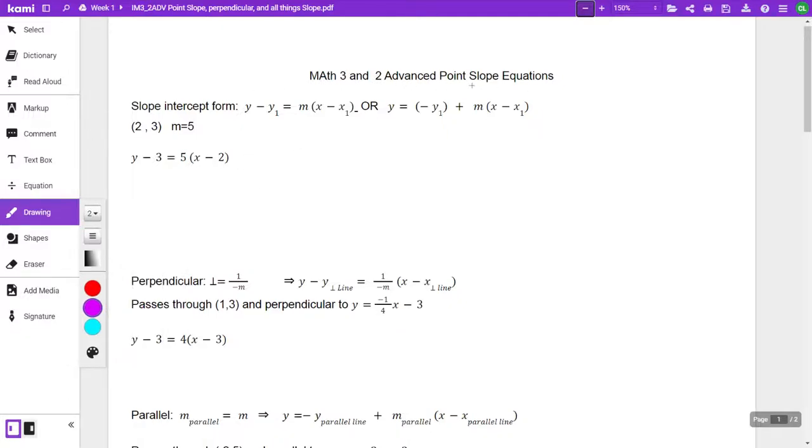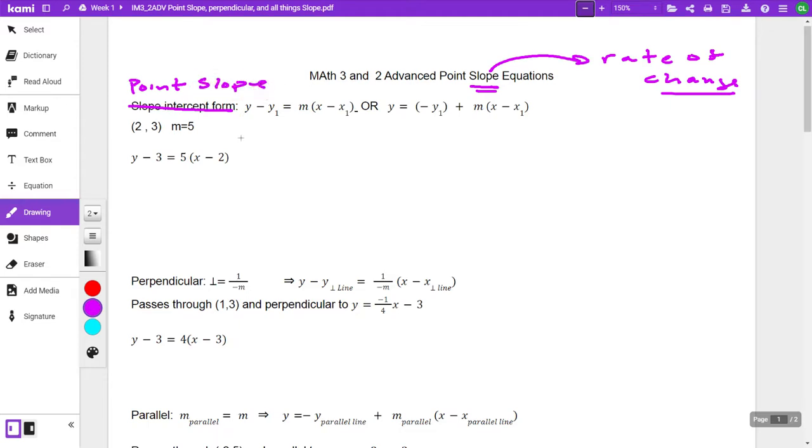Okay, so the other day we talked about slope, which is the same as rate of change. They mean the same thing. So now we're going to take this idea, and this is not slope-intercept form. This is point-slope form. So this is our point-slope form. We get an equation that looks like this.